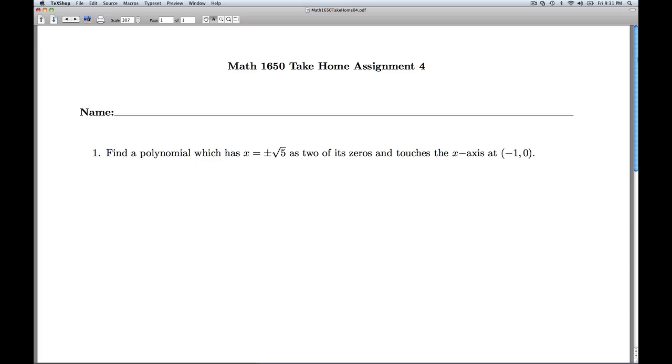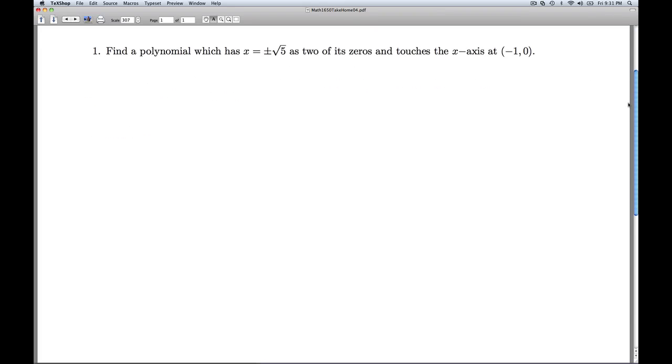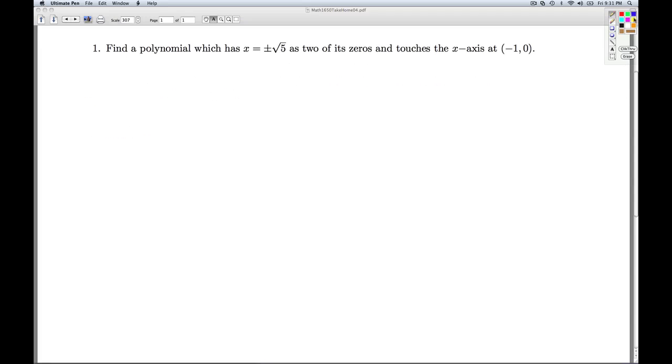Hi folks, this is College Algebra Take Home 4. We're asked to find a polynomial which has x equals plus or minus square root 5 as two of its zeros and touches the x-axis at (-1, 0).